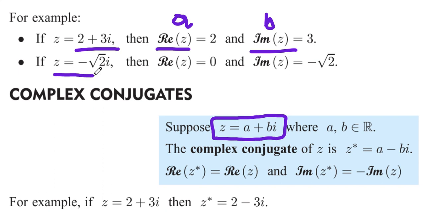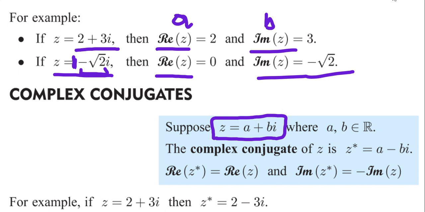Let's look at another one, which is z equals minus under root 2 iota. So the real part would be 0 because we do not have anything in this part. And the imaginary part would be everything before the iota, and that is the b. So imaginary would be minus under root 2.